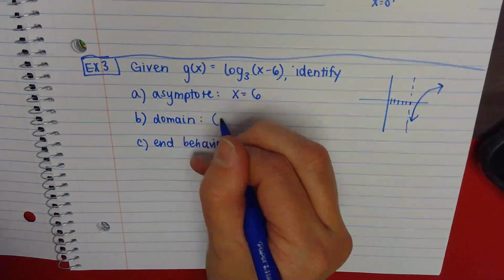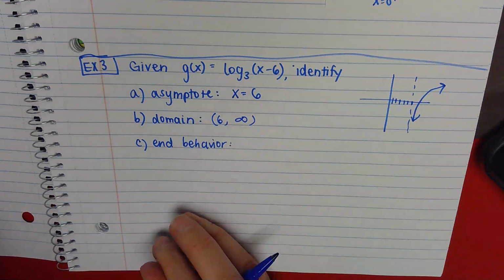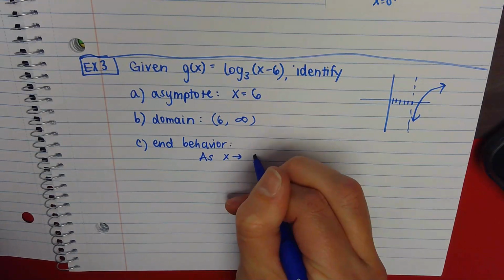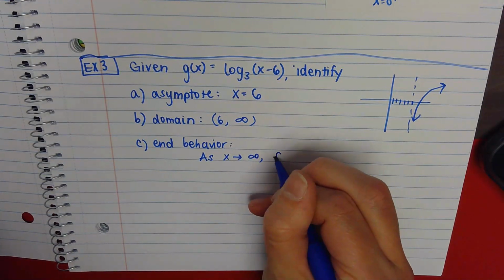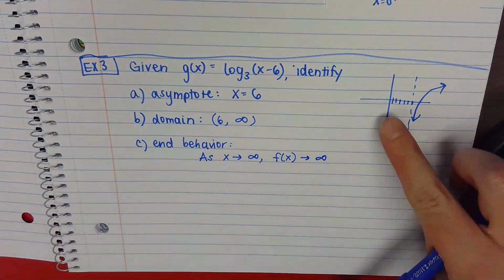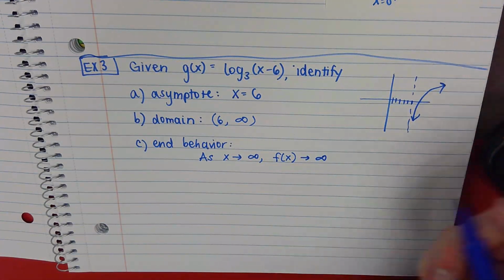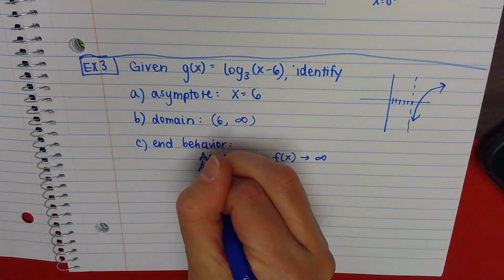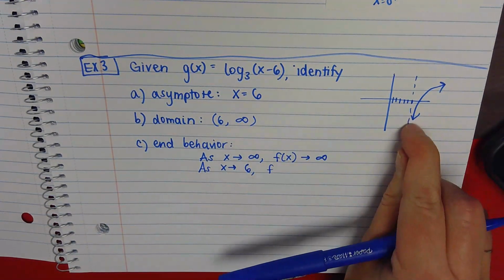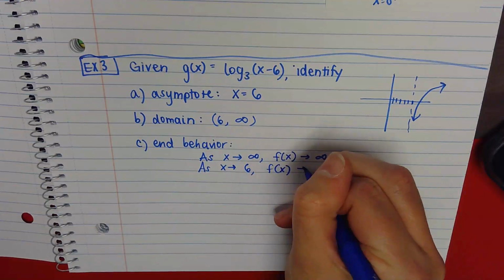My domain is 6 to infinity. And my end behavior, the right side approaches infinity. As x goes to infinity, the function's going up. And on the left side, we're approaching the asymptote. So as x approaches 6, the function is approaching negative infinity.